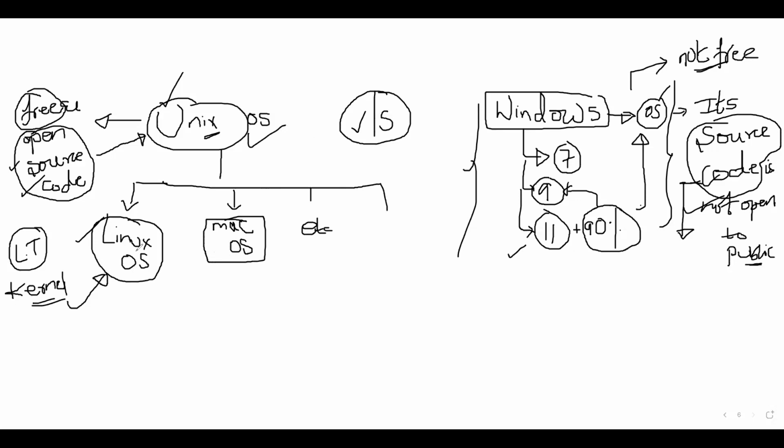Even the Linux operating system is free and open source. Anyone can download the Linux operating system and use it, and its source code is also open to the public. Taking this as an advantage, out of Linux we have certain operating systems. We have a few more operating systems in the market, like Amazon Linux.